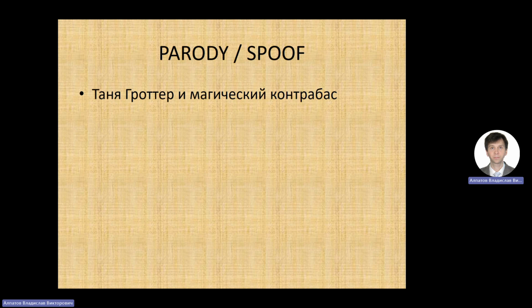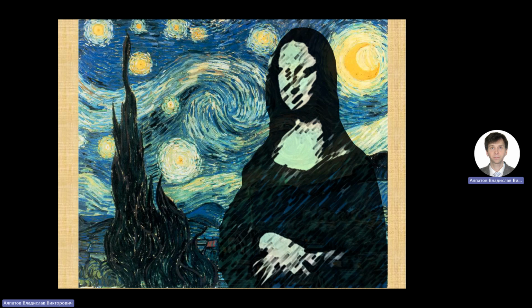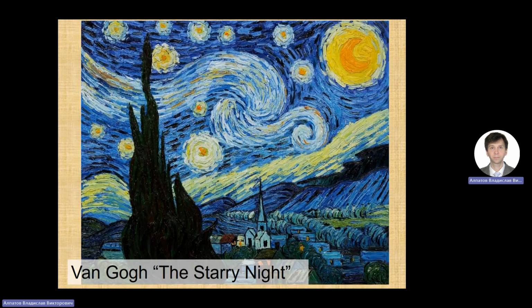Or for example, this one. There are a whole series of texts which may be parody or spoof on something. Tanya Grotter Магический контрабас, that's of course a parody on Harry Potter, right? Well, there may be visual parody as well, which in itself contains this intertextuality. For example, this parody alludes to two famous pictures, Mona Lisa and The Starry Night by Van Gogh, right? And unless you know the original, you will not be able to appreciate the parody.